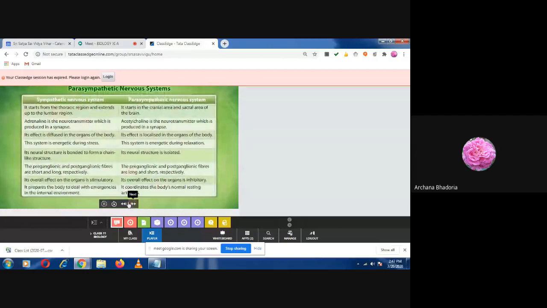So the sympathetic nervous system starts from the thoracic region and extends up to the lumbar region, but the parasympathetic starts in the cranial area and sacral area. Adrenaline is the neurotransmitter here, and here acetylcholine is the neurotransmitter. So this system is energetic during stress, and this system is energetic during relaxation.